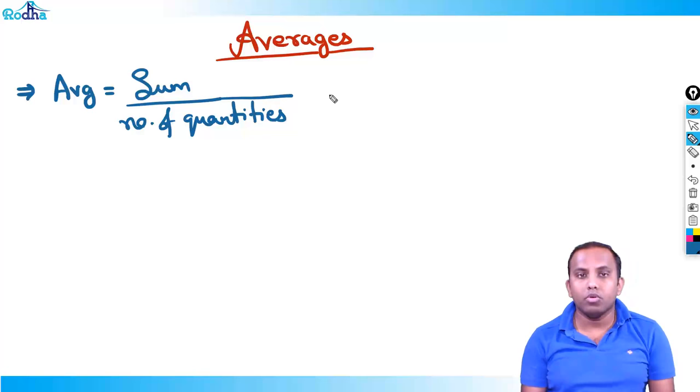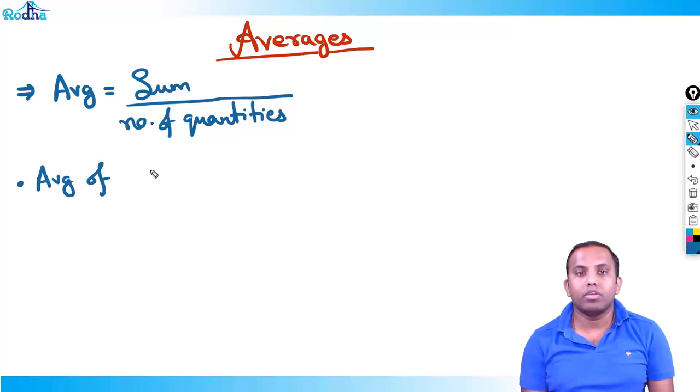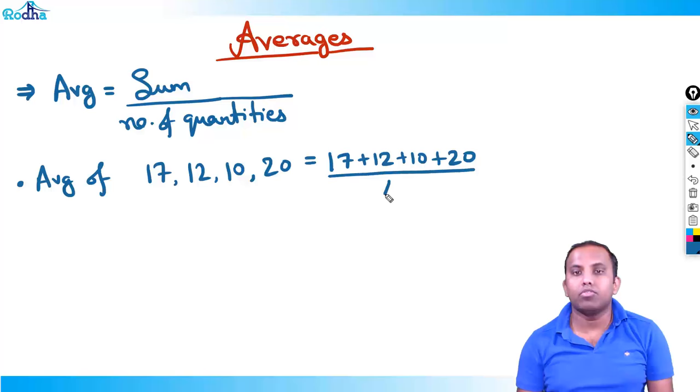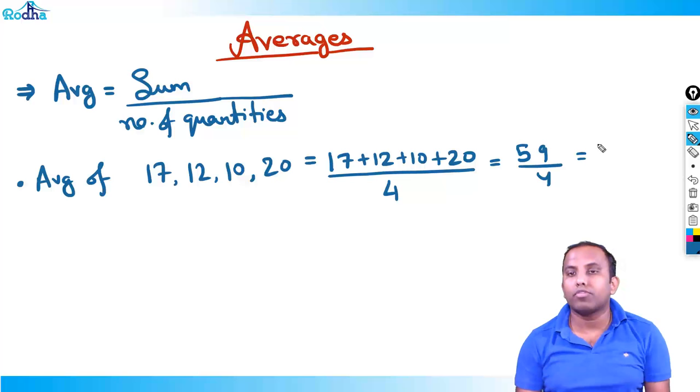So if you have to calculate the average of, what is the average of 17, 12, 10, let's say 20. It is easy, right? 17 plus 12 plus 10 plus 20. There are four numbers here, so sum divided by 4. So 29, 39, 59. So 59 by 4 it is. 59 half is 29.5. 29.5 half is what? 14.75 is the average.